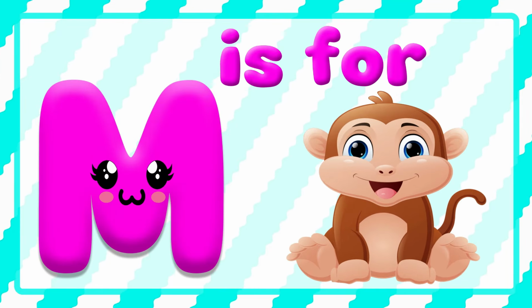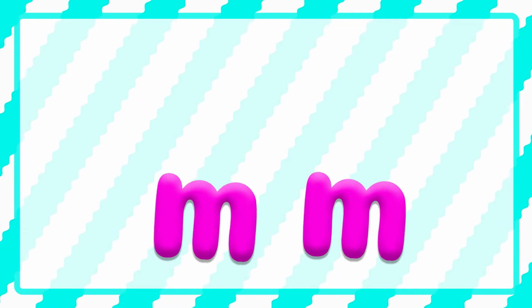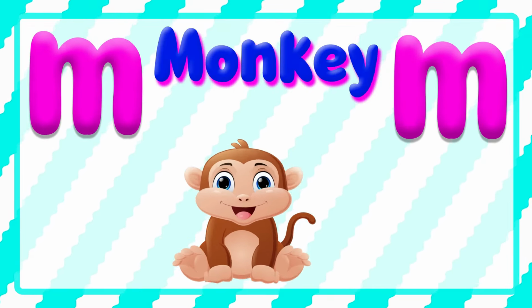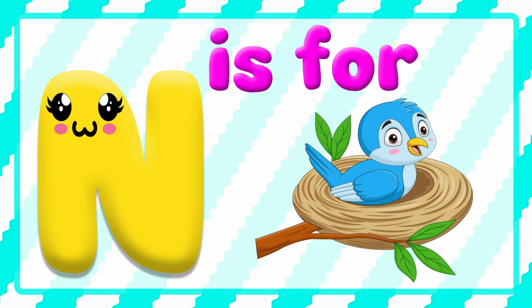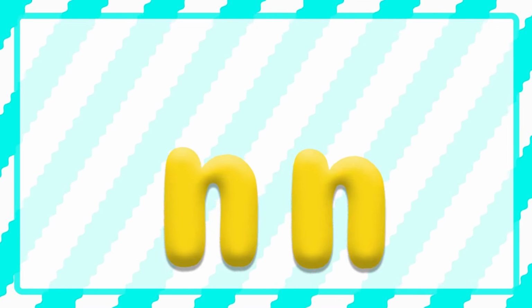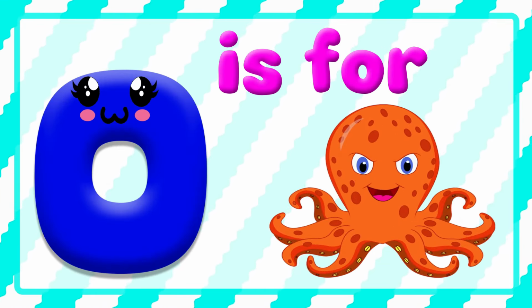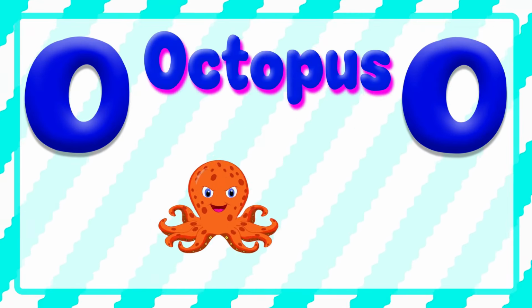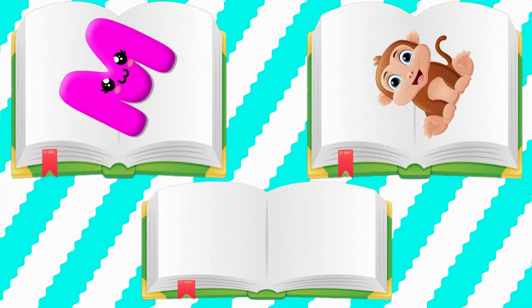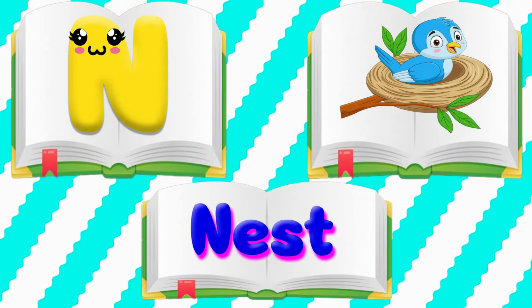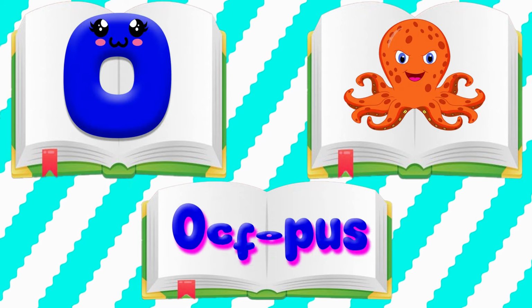M is for monkey. M, m, m, m. Monkey. N is for nest. N, n, n, n. Nest. O is for octopus. O, o, o, o. Octopus. M, monkey. N, nest. O, octopus.